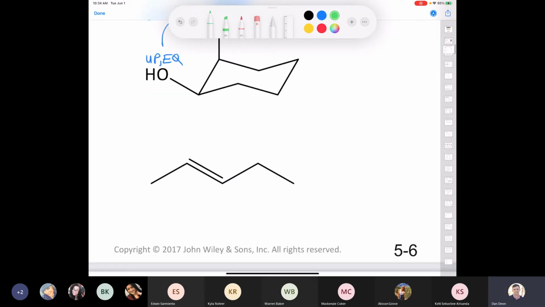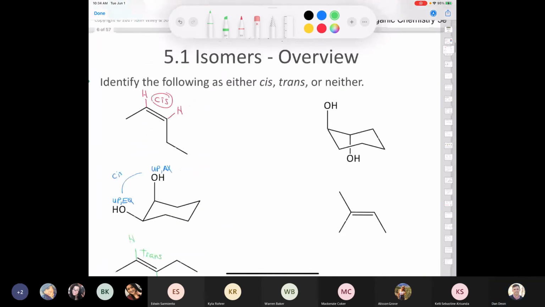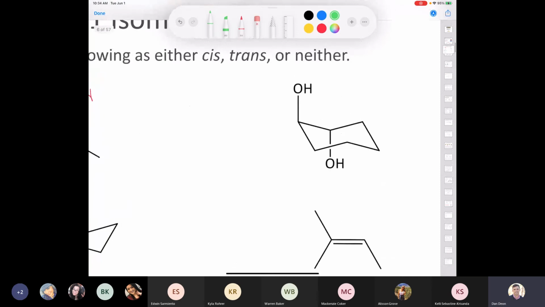So this one is cis. I'll just go over this one a little quicker because we already looked at an alkene, and I think we just looked at this alkene. This one is trans. The two hydrogens are on opposite sides. What about this one here? I think we already did this one too, didn't we? So this one is up and axial. This one is down and axial. So this molecule is obviously trans.